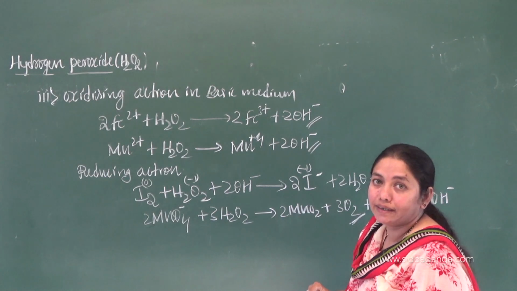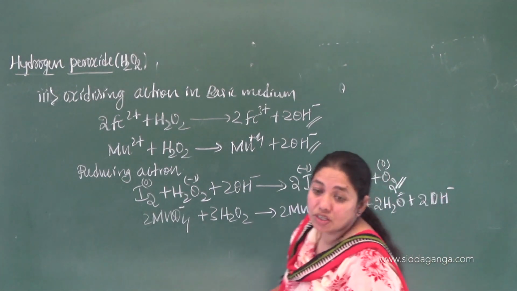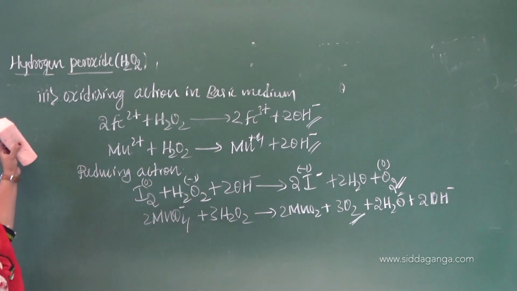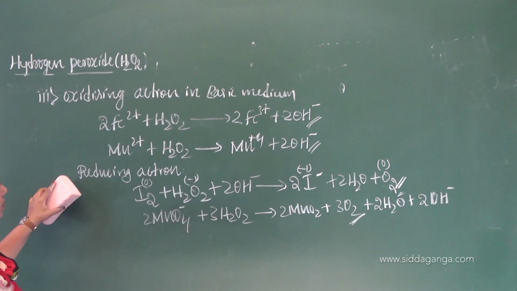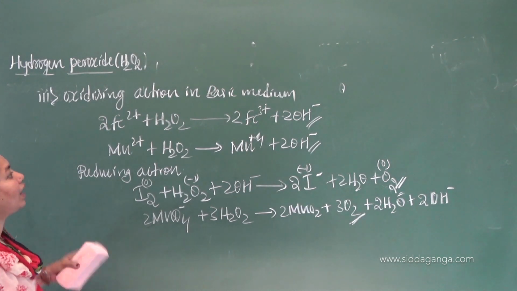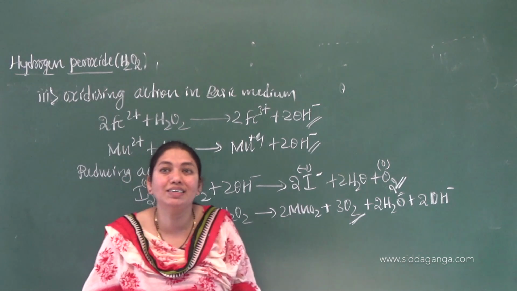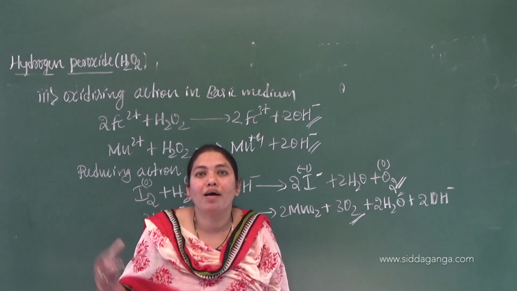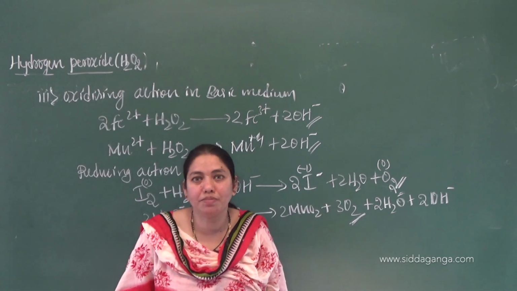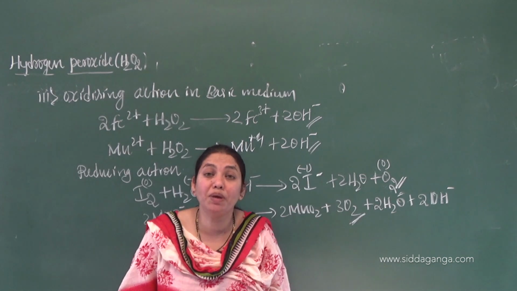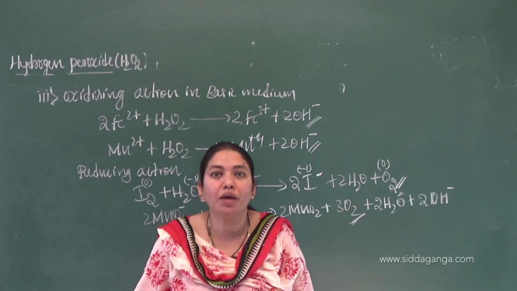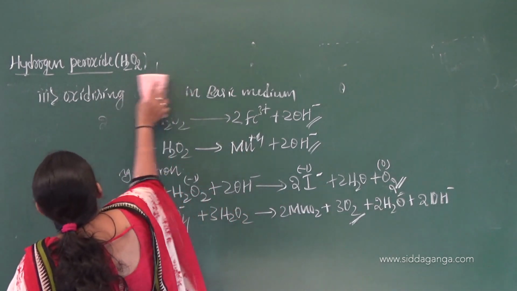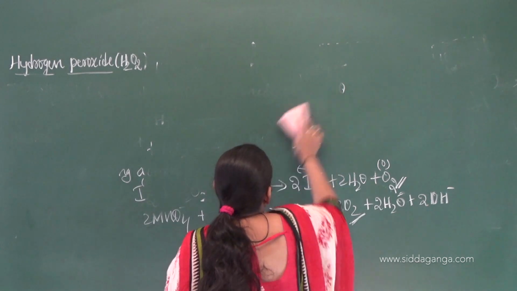That is important, right? So in case of this basic medium also, hydrogen peroxide acts as an oxidizing as well as a reducing agent. Totally we can say that hydrogen peroxide is a very good oxidizing as well as reducing agent in both acid as well as basic medium. That's why it is a very important chemical. In the beginning itself I told it is very important both domestically as well as industrially. Let us know about the uses of this hydrogen peroxide.